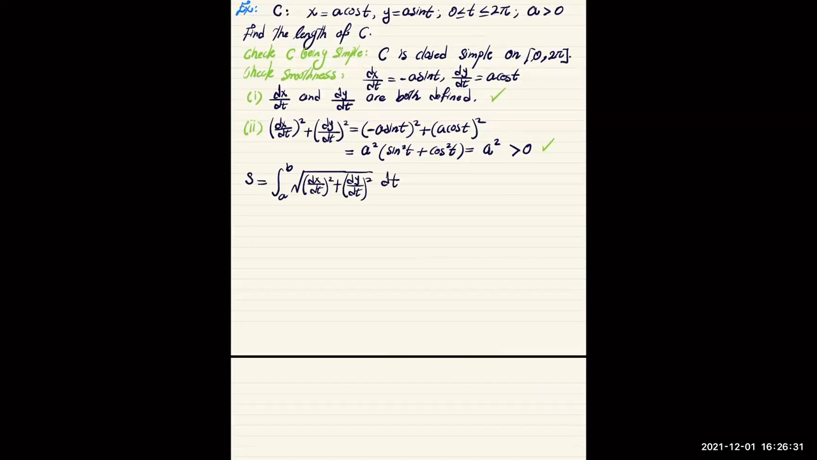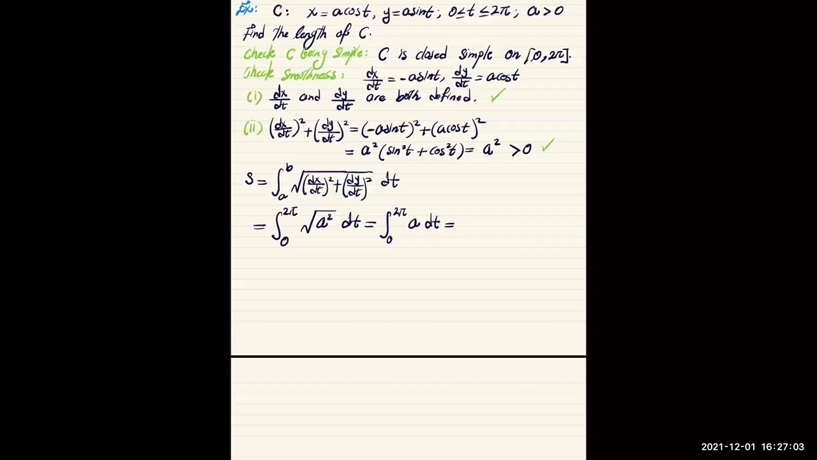Okay, plug in. This is equal to the integral from 0 to 2 pi of the square root of, we have that, and it is a squared. Do not calculate again, dt. The integrand is a constant, thankfully. Square root of a squared is just a. It's not absolute value of a because a is positive.